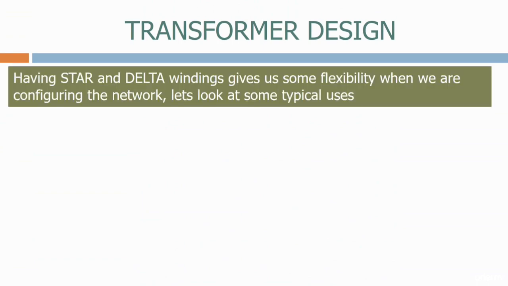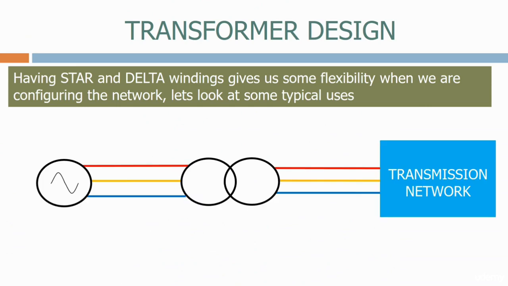Having star and delta windings gives us some flexibility when we are configuring the network. Let's look at some typical uses. Here we have a transformer connecting a generator to a transmission network. Let's look at both of the systems.